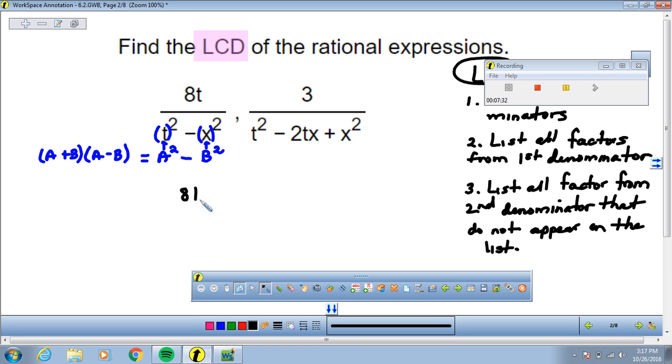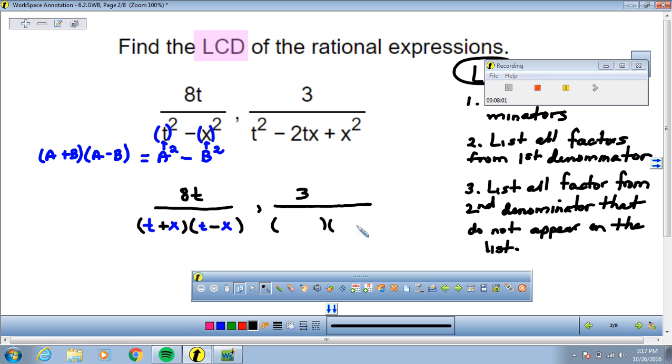So using the difference of squares, we can see that we're going to get two parentheses, one with the plus, one with the minus, and the expression would be a plus b times a minus b. Knowing that a is t and b is x, you're going to write it as t plus x and t minus x. Now, let's factor out the second fraction.